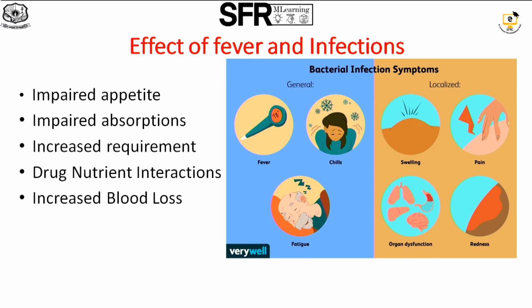The next one is increased requirement. Due to the impaired absorption and impaired appetite, we simultaneously record the nutrient requirement at an increased level.